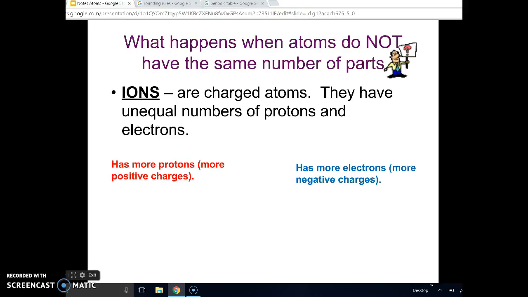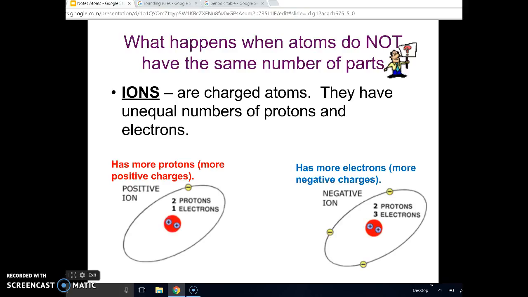We also need to find out what an ion is. An ion has a charge. They have the same number of protons that any other element would have, but they have a different number of electrons. If it has more protons, it has a positive charge. If it has fewer, it has a negative charge.